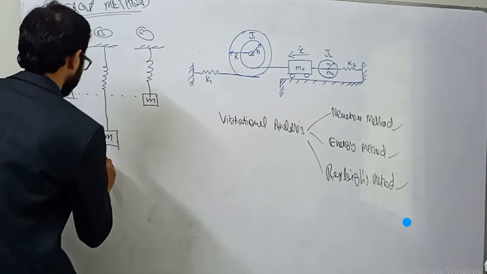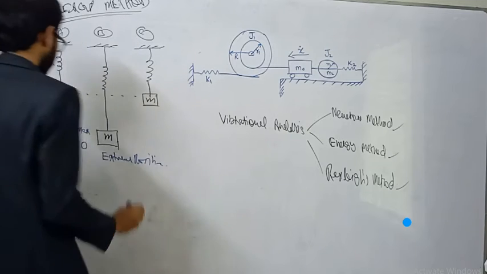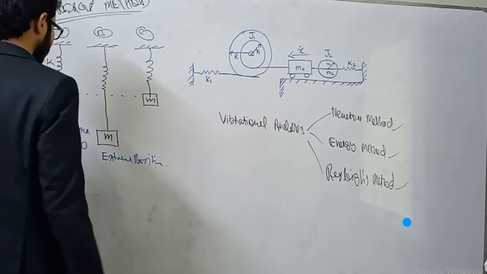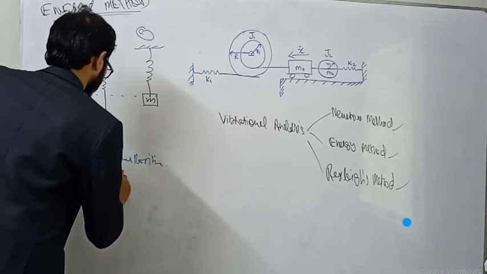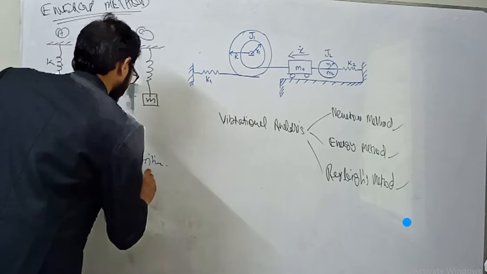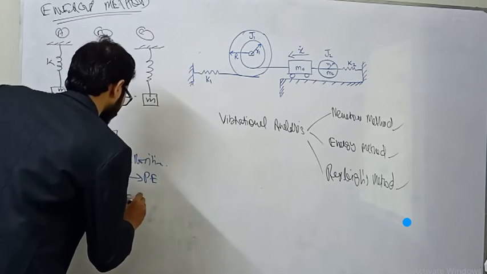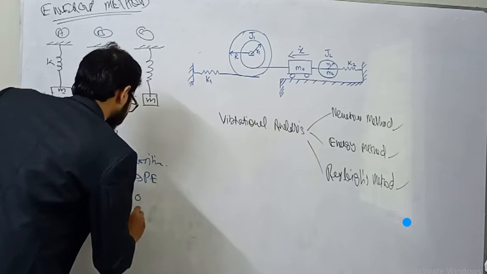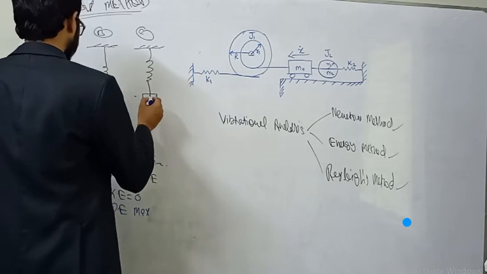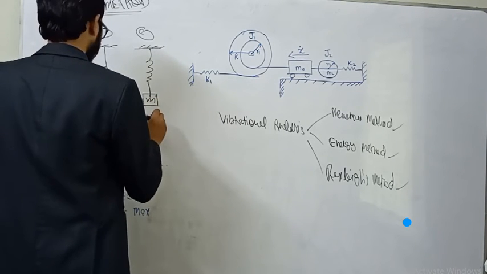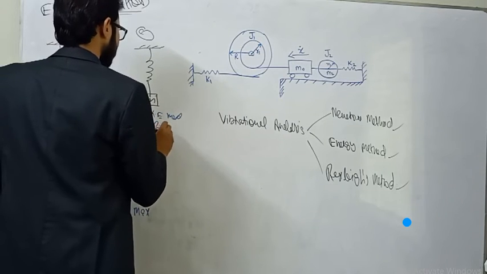So this is the extreme position. In this case, we can see that kinetic energy is converted into potential energy. So what happened? Kinetic energy at the extreme position is 0 and potential energy is maximum. And again, when the body returns to the mean position, kinetic energy goes to maximum and potential energy will be 0.